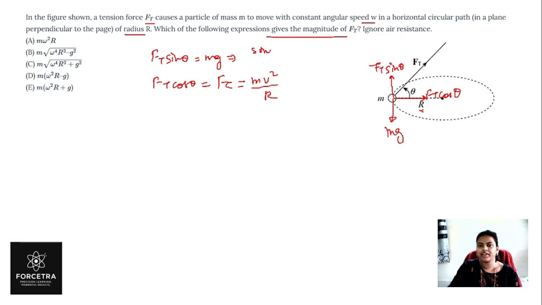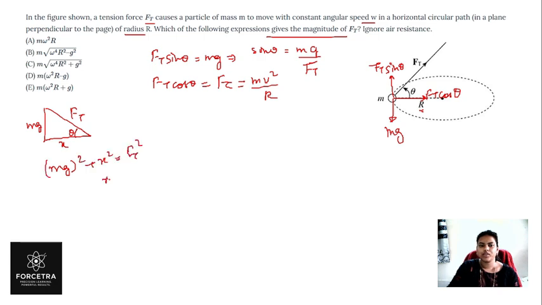So sin theta would be equal to mg upon Ft. And what is cos theta? So if I make a triangle with this theta, so sine is basically perpendicular, so this is mg and this is Ft. So can you find this x? So it would be mg square plus x square is equal to Ft square. So x square would be equal to Ft square minus mg square, root of it. This is the x distance.